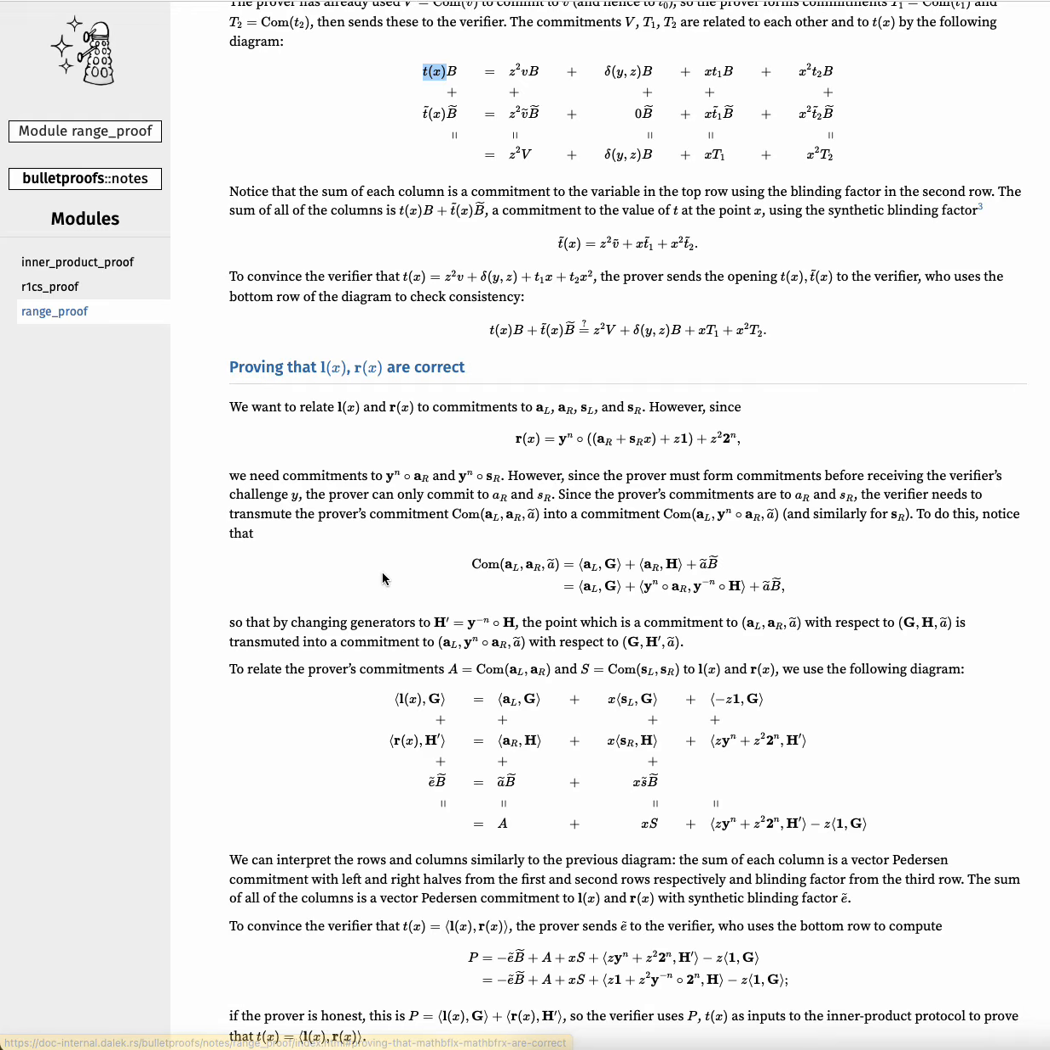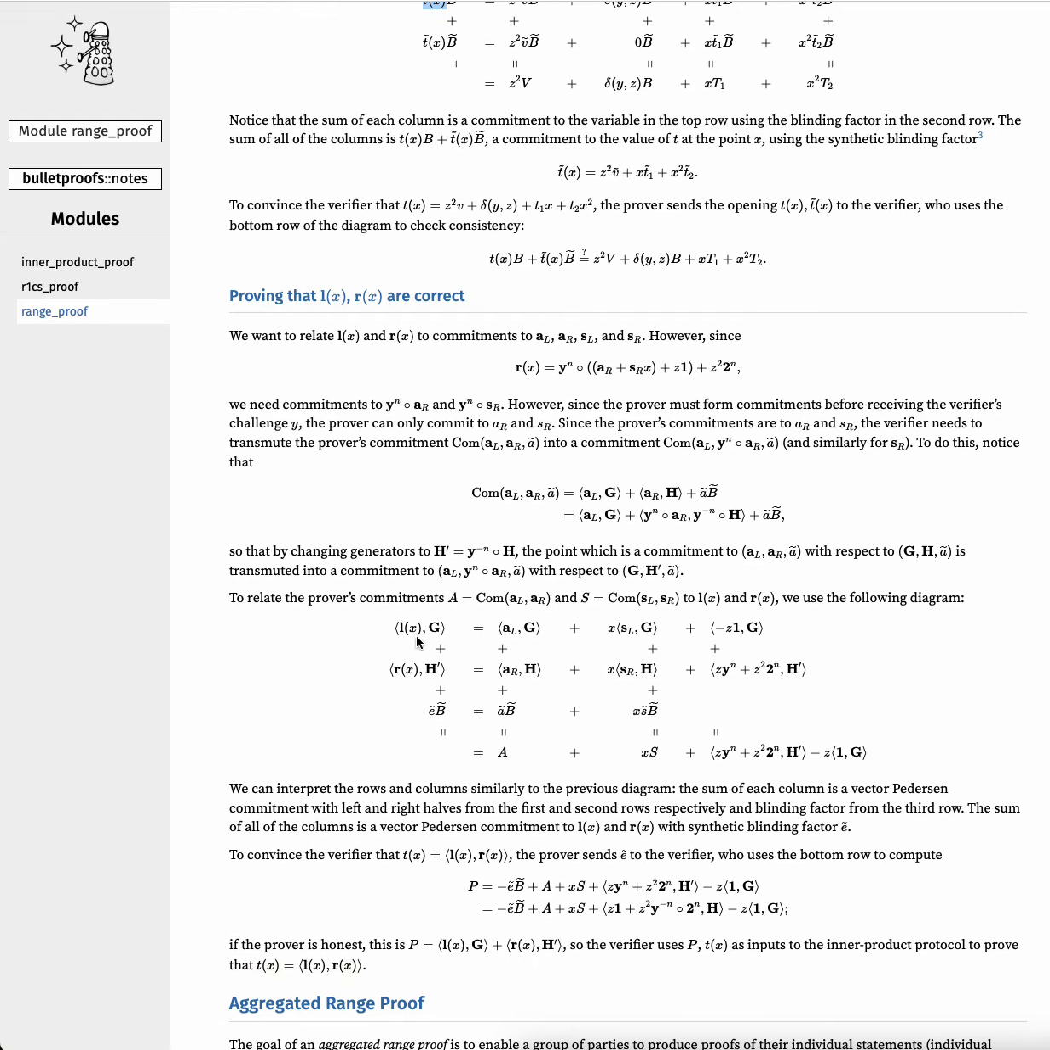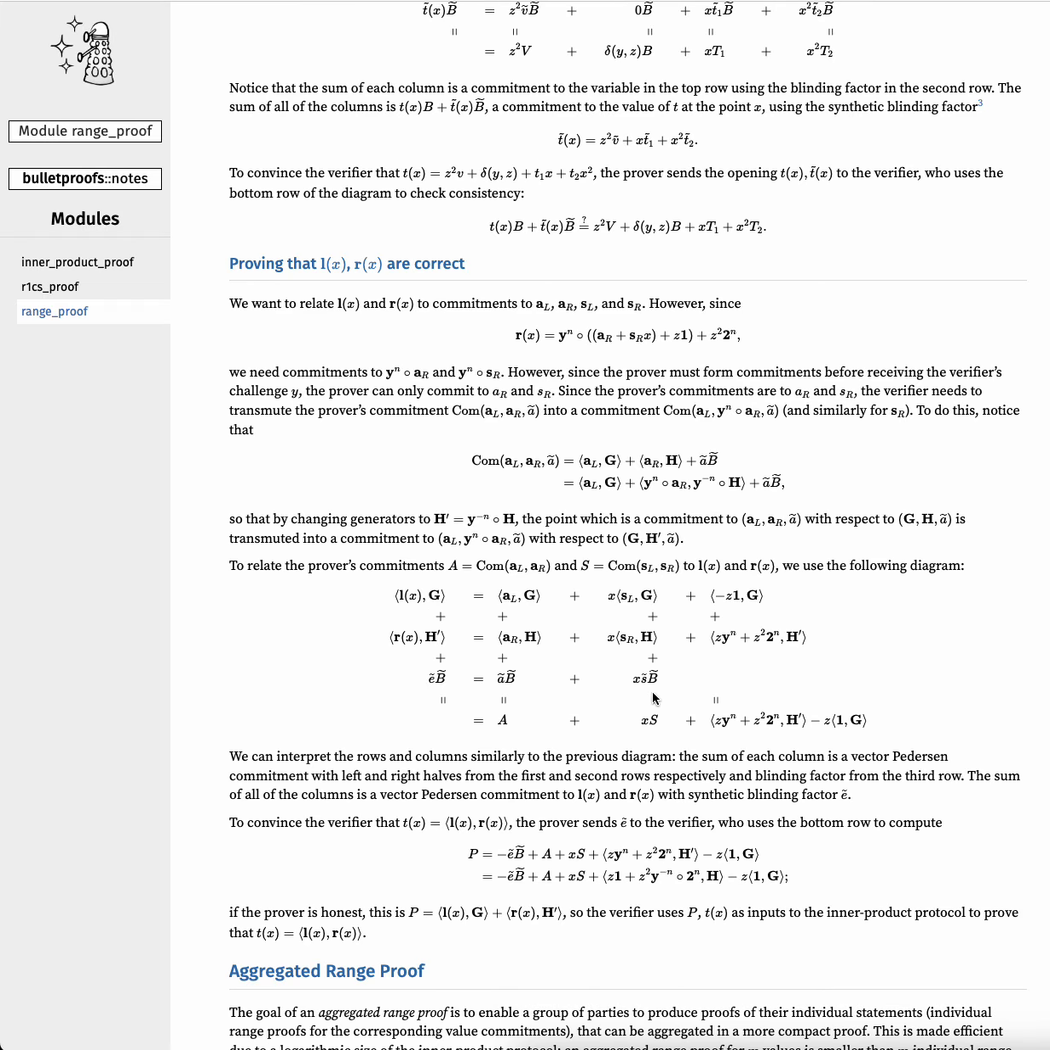Okay, so we have this nice diagram here, which is a bit complicated to understand the first time you look at it. But basically, it says that this is the input that we're going to give to the IPA. Actually, this is the blinded input, and we don't want to give a blinded input to the IPA, so we'll have to remove this thing here.